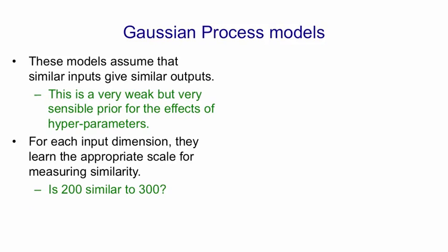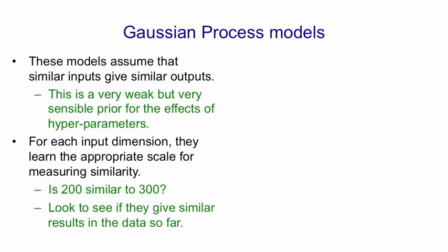But we could look at the results of experiments so far. And if experiments with 200 and experiments with 300 tend to give very similar answers when you take into account the other differences between the experiments, then 200 is probably similar to 300. And so we set a scale for that dimension such that you need differences of much more than that to expect to get very different results.